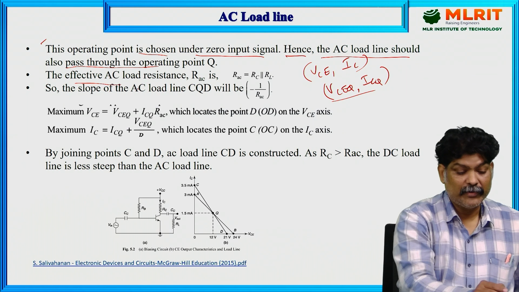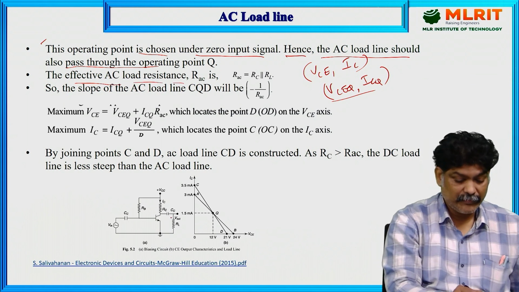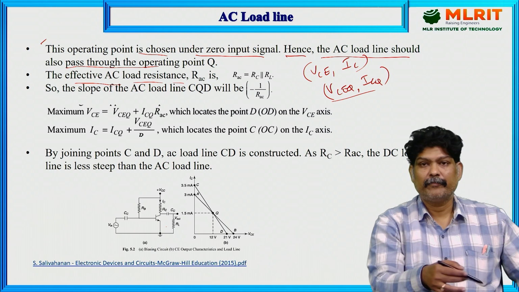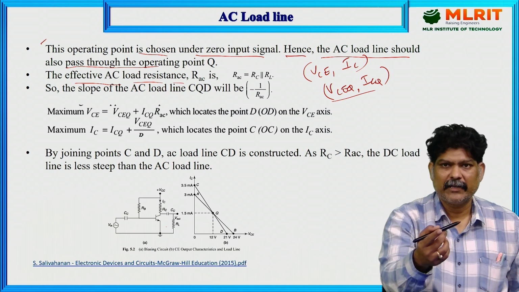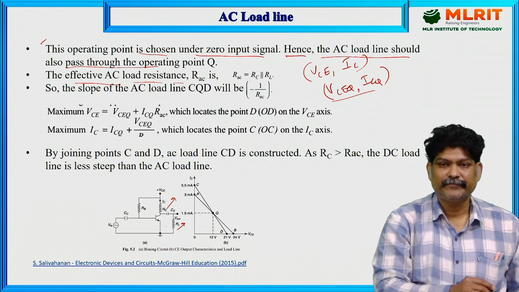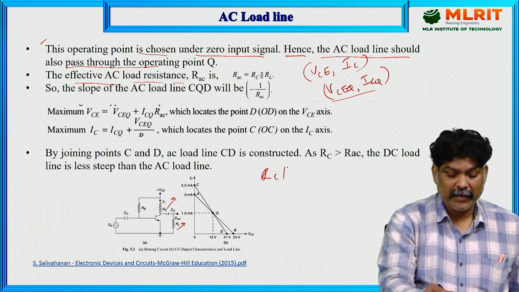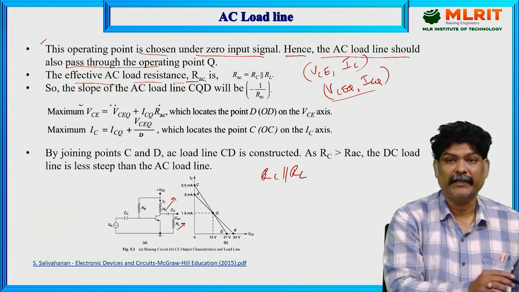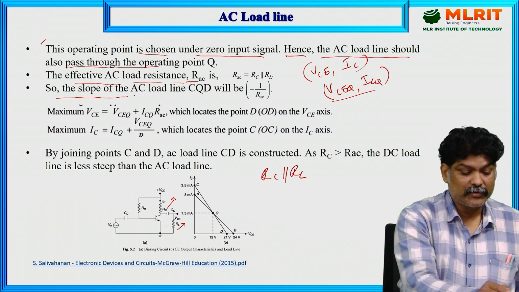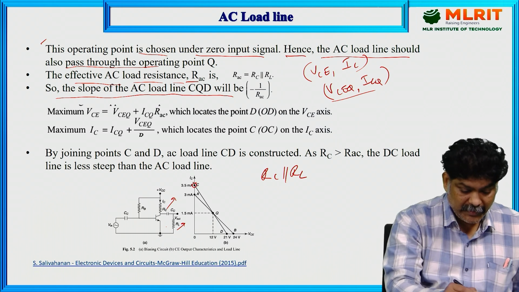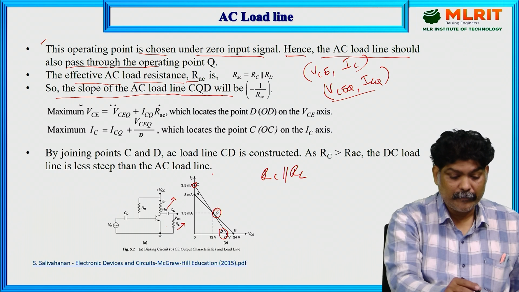The effective AC load resistance RAC is the parallel combination of the collector resistor and the load resistor. So here RC is there and this RL is there. RC in parallel with RL will be the resistance RAC. So the slope of the AC load line CQD, here this is CQD, this line.